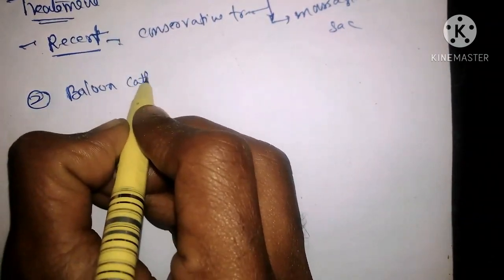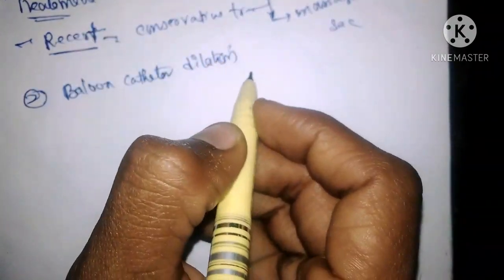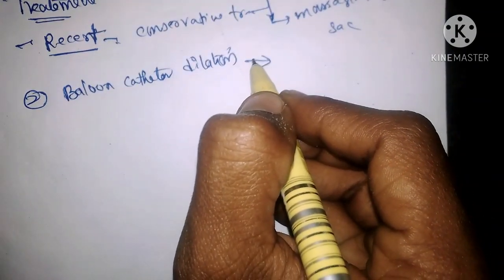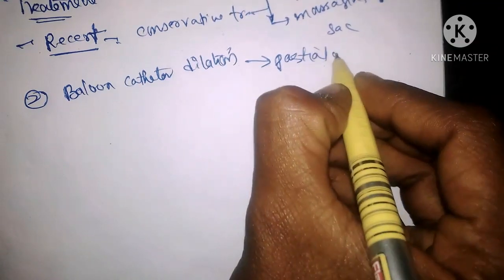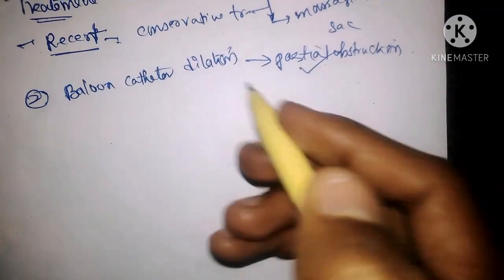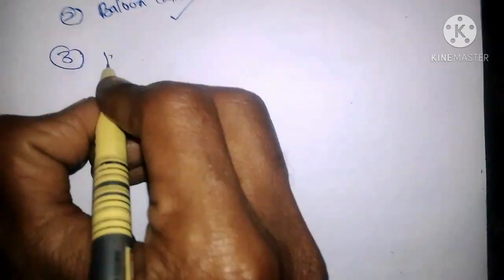Balloon catheter dilation. This is done when there is partial obstruction. Okay. When there is partial obstruction, we do balloon catheter dilation. Third one is dacryocystorhinostomy.